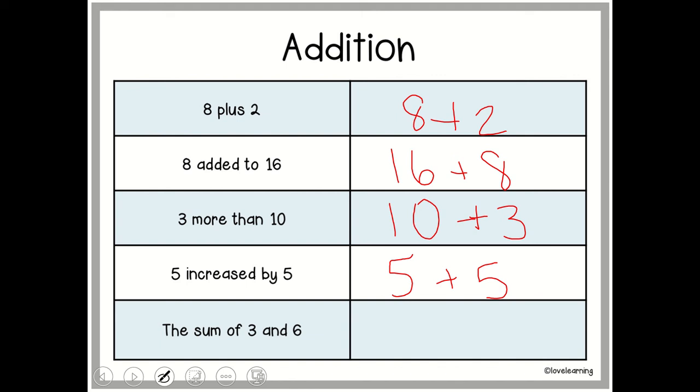And then our final addition problem that we will look at is the sum of 3 and 6. I know that the sum means to add and means I'm adding those two numbers. So I would write it as 3 plus 6.